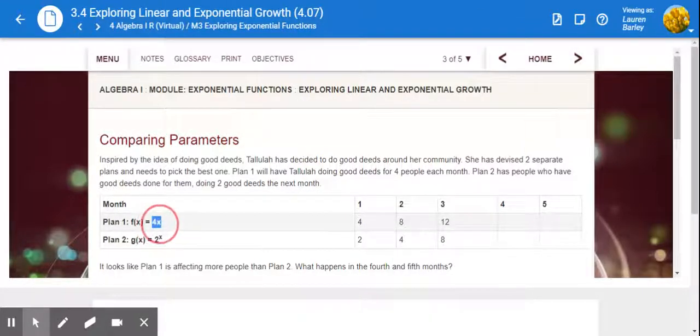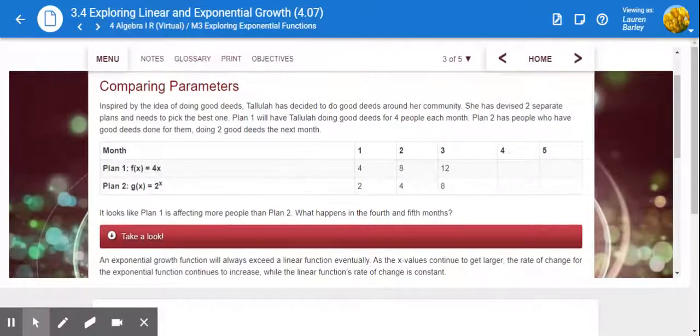Plan 1 looks like it's linear. F of x equals 4x, and then we could say plus 0 here. Plan 2 looks like it's exponential because that x is up in my variable. It looks like Plan 1 is affecting more people than Plan 2. So as we go by each month, it looks like Plan 1 is affecting more people than Plan 2. But what happens in the 4th and 5th months? This is the key here, okay?